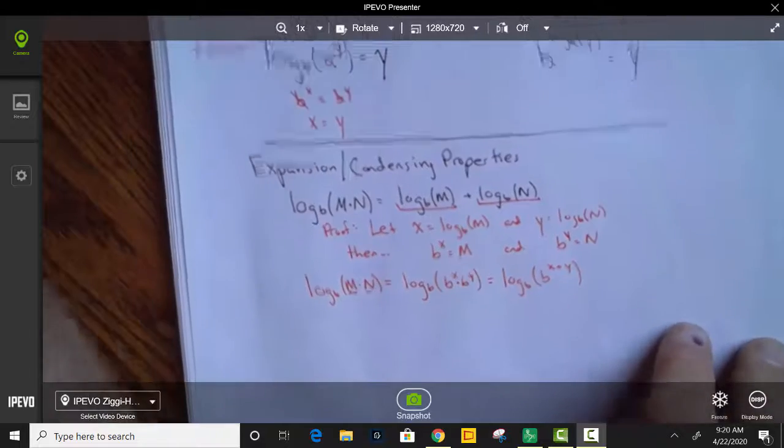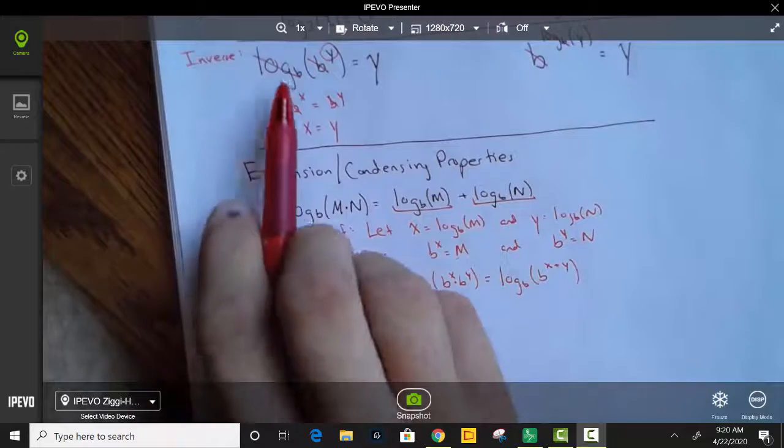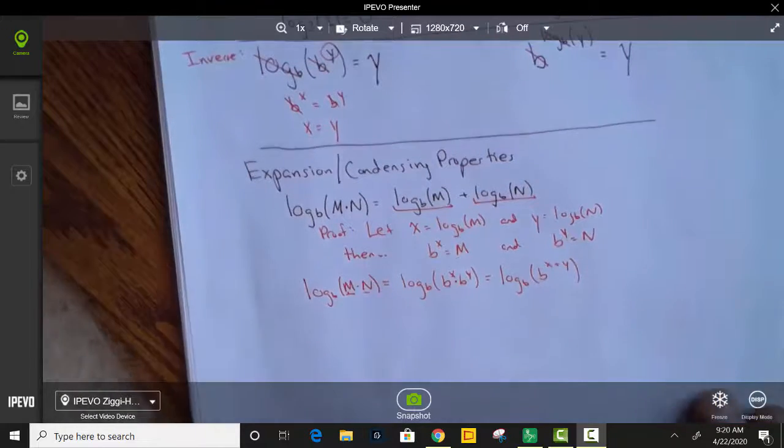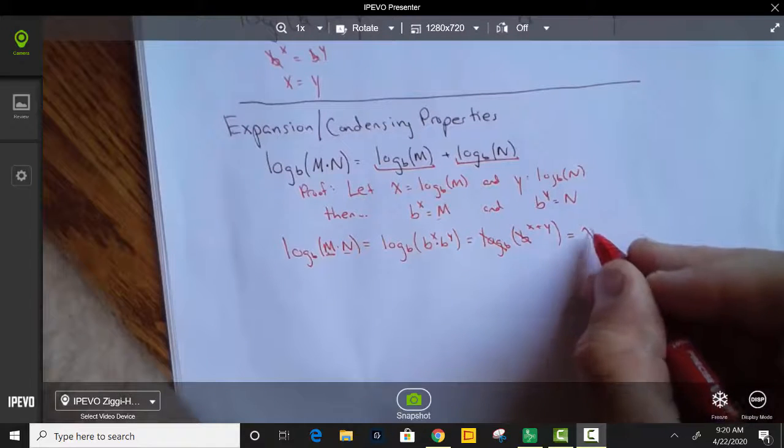And now we can take advantage of the inverse property that says log base b of b to the y power, the log base b and the exponent base b cancel. Well, that's exactly what happens here. The log base b and the b cancel, leaving us with just x plus y.